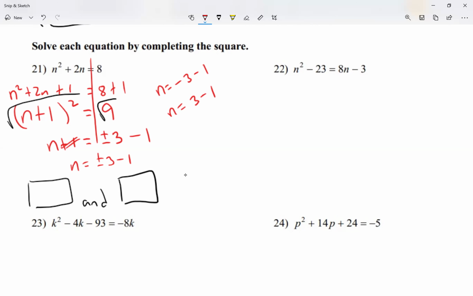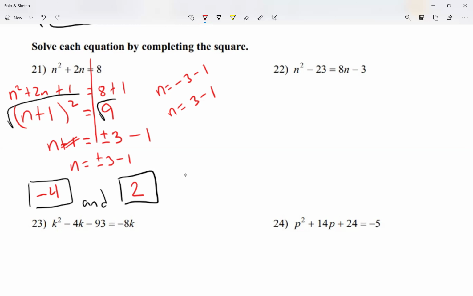Okay, I ask myself, what's negative 3 minus 1? Well, that's negative 4, right? That's my first answer. For the other answer, I'd look at 3 minus 1. Well, what's 3 minus 1? 2. That's my second answer. So that's why I have two boxes. There's going to be two answers.